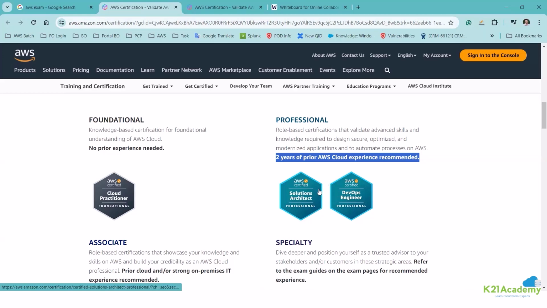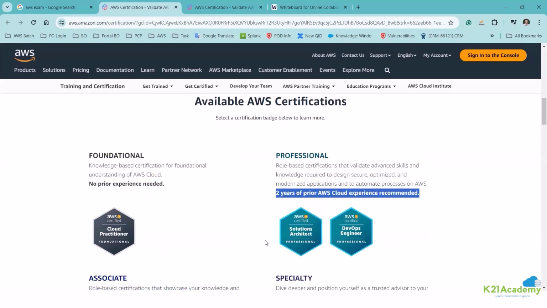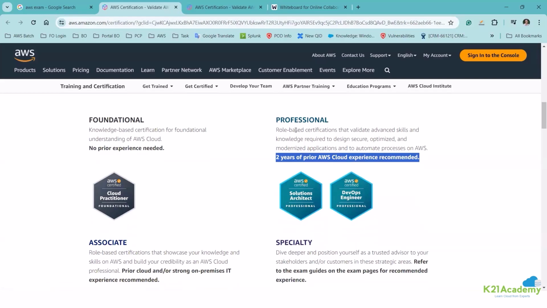But if you want to go for it, you must have knowledge of the architecture first. Once you have a good understanding of the architecture, then you can go for the next certification, that's the professional.